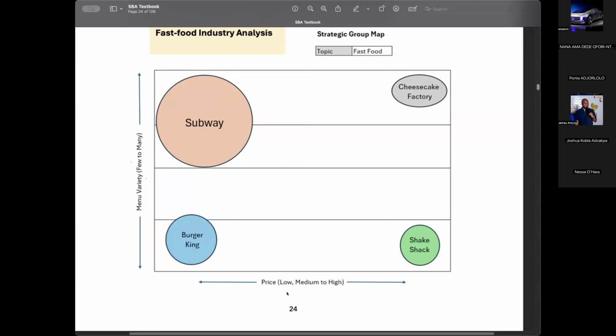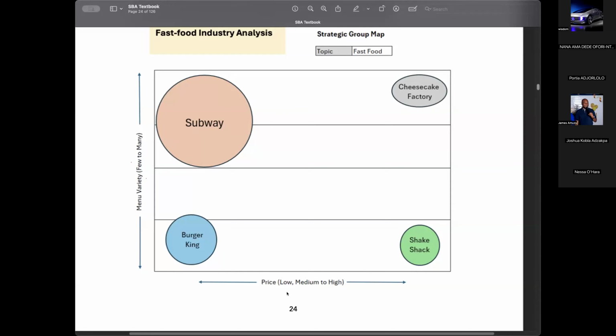Okay. What about Burger King? I don't buy from them. I don't know their menu variety. But what is the diagram telling you? Burger King here, okay. That's a low price and low menu variety. And then Cheesecake Factory. Cheesecake is a high price and high menu variety.